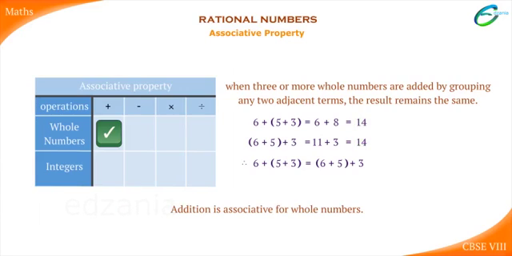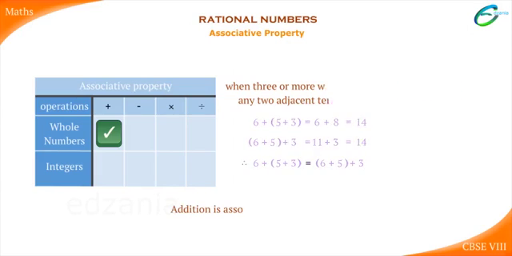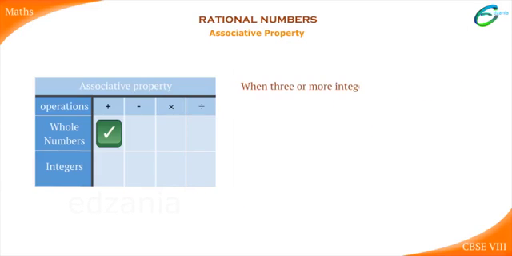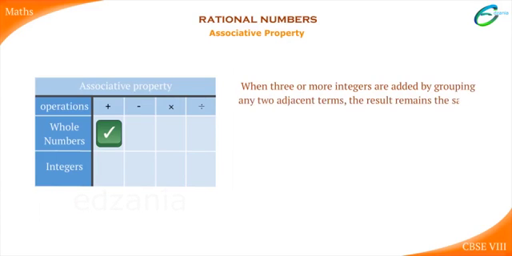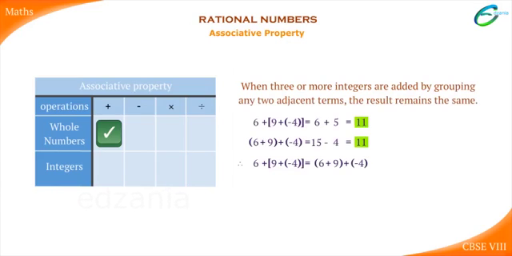Similarly, we can verify for integers. When three or more integers are added by grouping any two adjacent terms, the result remains the same. Hence, we say that addition is associative for integers.